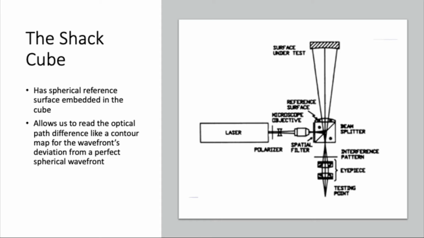A fantastic aspect about the design of this interferometer is the placement of the reference surface. Optical aberrations are often characterized as the deviation from a perfect spherical wavefront. The Shack Cube design creates that spherical wavefront and then compares it to the test wavefront. This allows us to read the interferogram like a simple contour map.